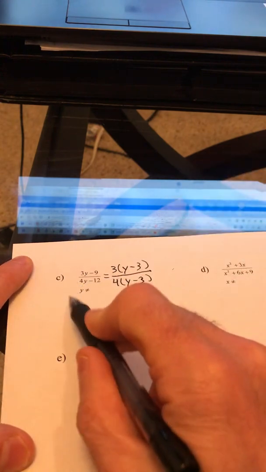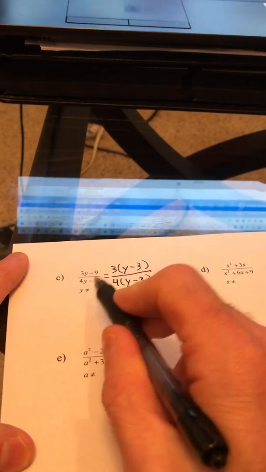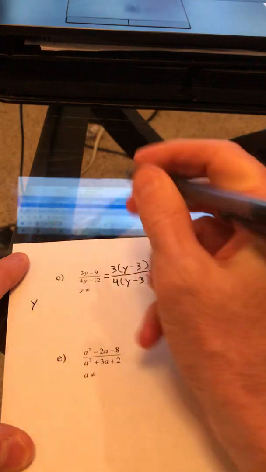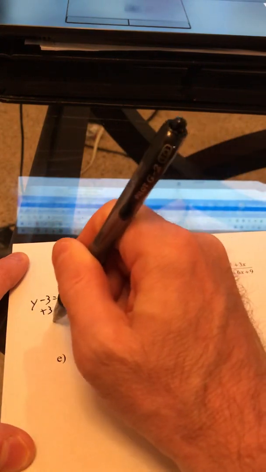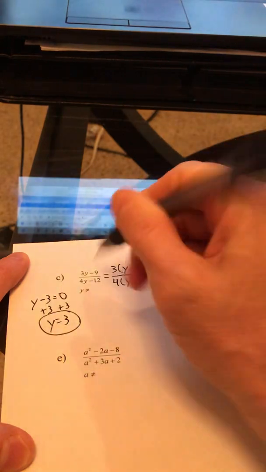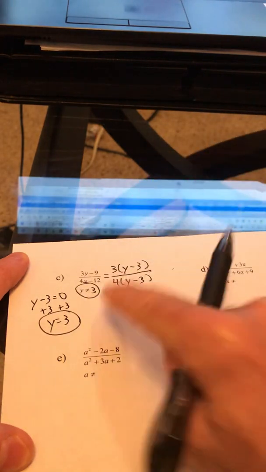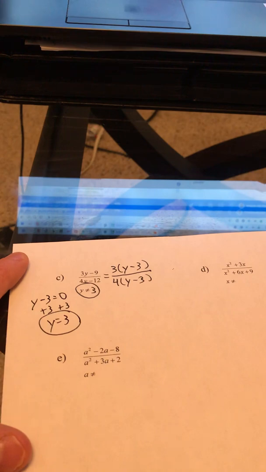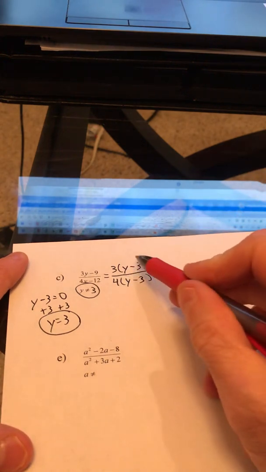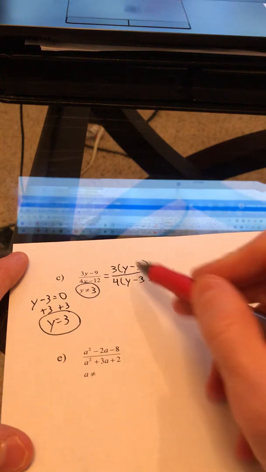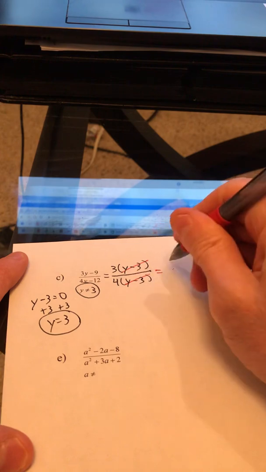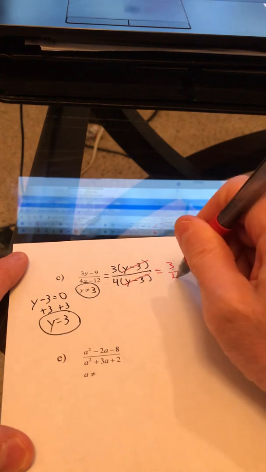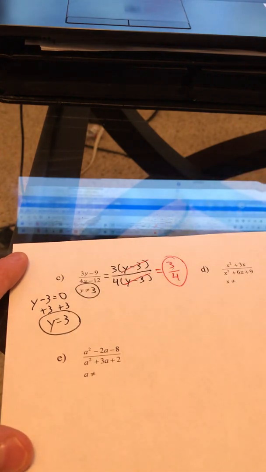Now, that will allow us to find our excluded value. So y minus 3 equals 0, add the 3. So y equals 3 is our exclusion. Now, the last thing that we can do with this problem, when I have a common factor in the numerator and denominator, I can cancel those out. And our end result here is just 3 over 4.